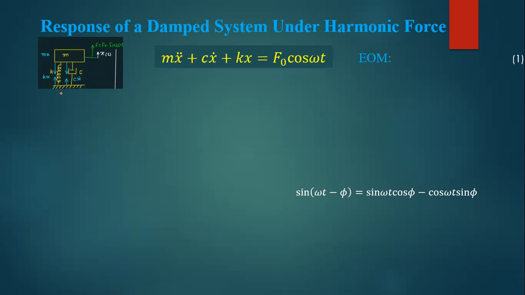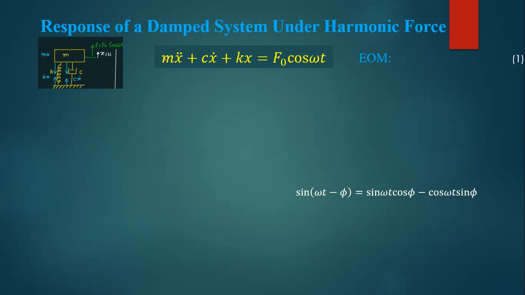So this is a system with mass, spring and damper, which is subjected to forcing function F equal to F naught sine omega t. Okay, so this is one of this type of system.